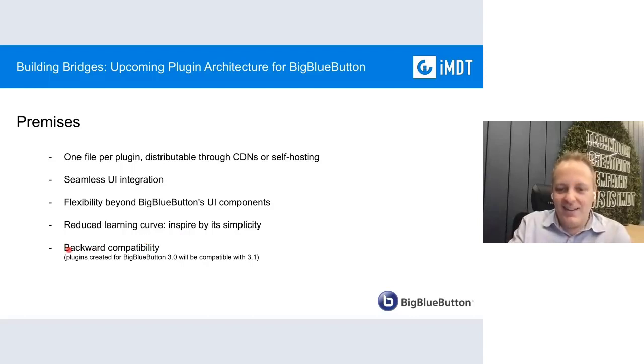And also, we want to have backward compatibility, but backward in the sense that the plugin architecture will be backward compatible and the plugins will be future compatible. So let's say if you create a plugin for BigBlueButton 3.0, it will probably be compatible with BigBlueButton 3.1. So each integration point that we open is going to be preserved for the long term. And those are the premises that are driving this work.